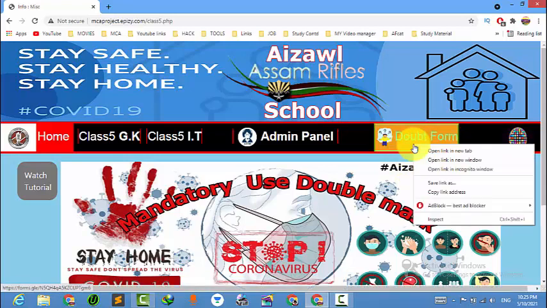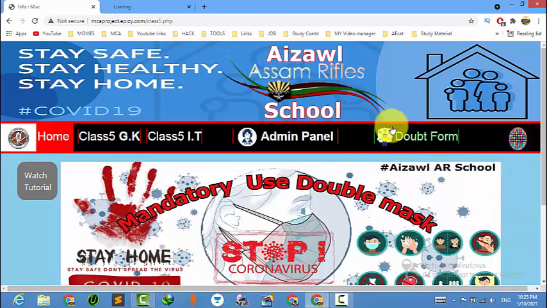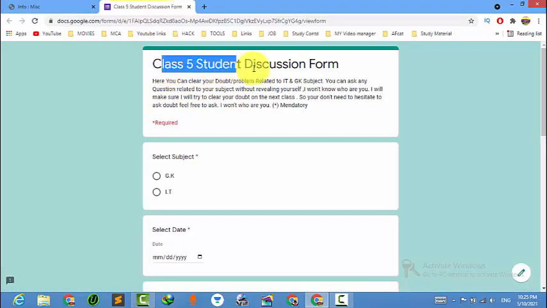Okay, I forgot to tell you, now you can also clear your doubt without showing your identity. Suppose you are clicking on doubt form, right? You have to click on doubt form, then it will redirect to the class 5 student discussion submission form. Here you can clear your doubt.